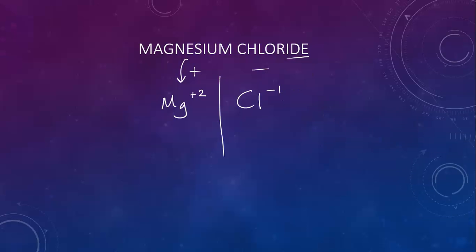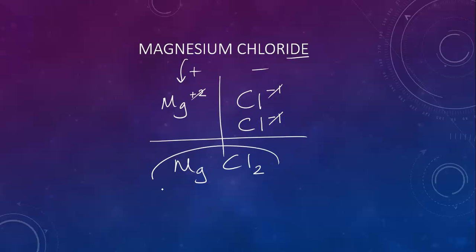Notice the positive side has a +2, the negative side has a -1. We need another chloride in order to completely cancel that out. So, Mg, and we have 2 Cl. MgCl2 is our answer.